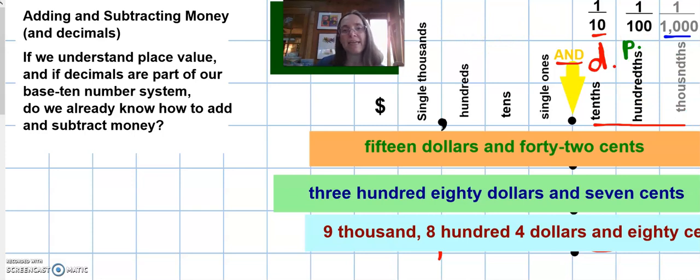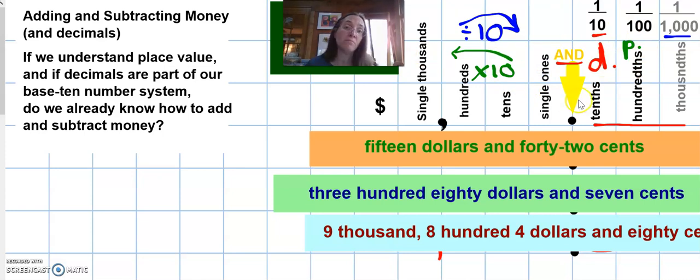Now, just like in our whole number base 10 number system, every time we go one place to the right, we divide by 10. So if you have one dime, and you divided it into 10 parts, you will have 10 pennies. And just like in our base 10 number system, every time we go one place to the left, we multiply by 10. So it will take 10 pennies to make a dime and 10 dimes to make a dollar. So let's see how that looks when we write amounts of money using our number system.